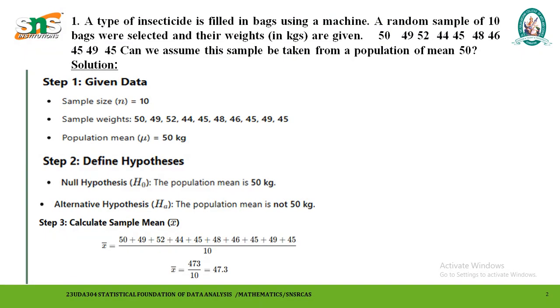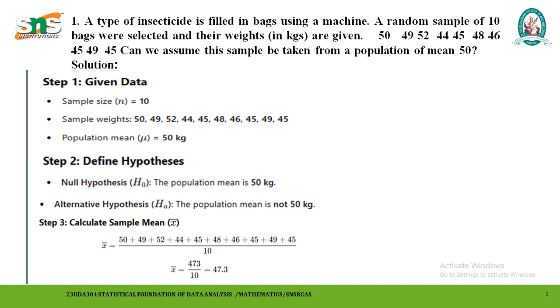So the first question: a type of insecticide is filled in bags using a machine. A random sample of 10 bags were selected and their weights in kilograms are given: 50, 49, 52, 44, 45, 48, 56, 45, 49, 45. Can we assume this sample is taken from a population of mean 50?